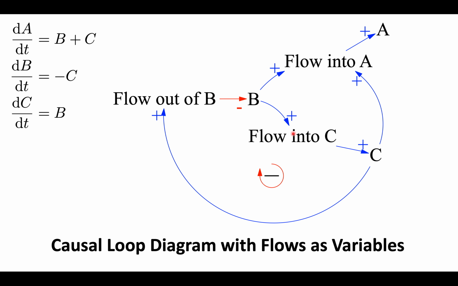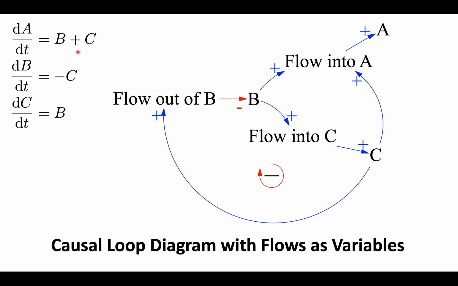And that's what I have here. So there's A, flow into A. So I know that if the flow into A increases, so will A. I know if the flow into C increases, so will C. I know if the flow out of B increases, then B will decrease. And so that's why this is a negative there. And then the rest of these links are effectively the links I've already drawn.